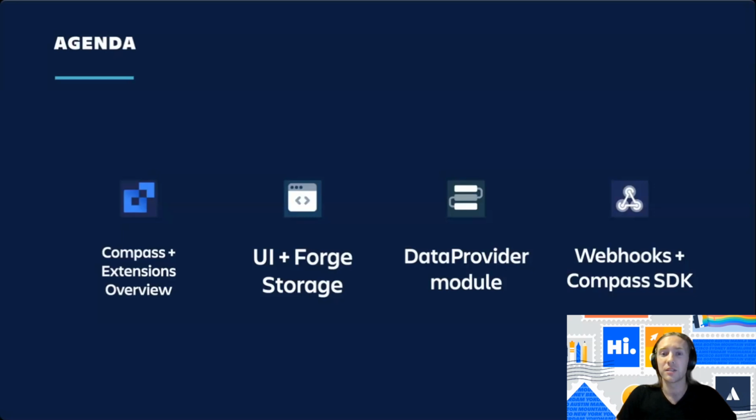Next, we're going to do a three-part workshop. The first part is going to be focused on the UI and Forge storage. The second part is going to be exploring Compass's data provider module, which allows you to easily set up event and metric sources. And the last section is going to be all about Forge webhooks and the Compass SDK, and putting our project together.